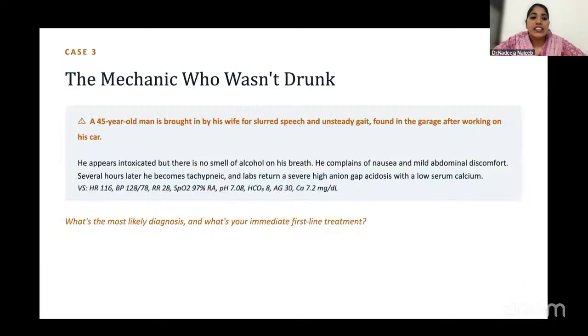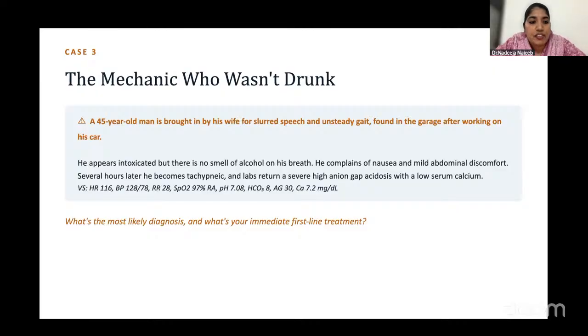Moving on to the next case. A 45-year-old man is brought in by his wife for slurred speech and unsteady gait, found in the garage after working on his car. He appears intoxicated, but there is no smell of alcohol on his breath. He complains of nausea and mild abdominal discomfort. Several hours later, he becomes tachypneic and labs return a severe high anion gap acidosis with a low serum calcium.